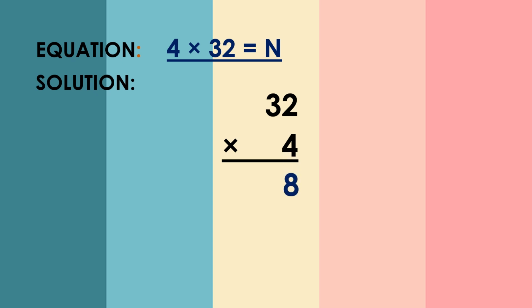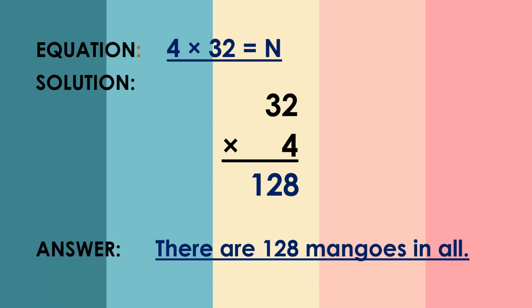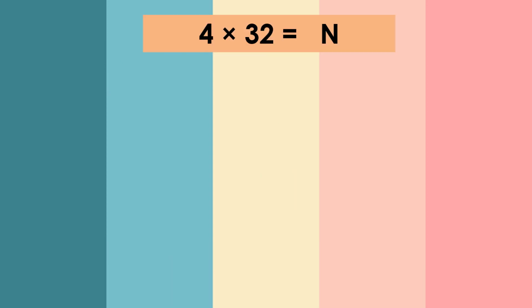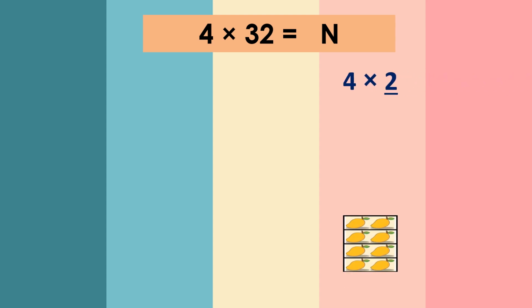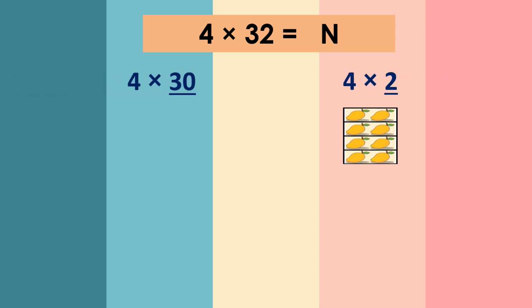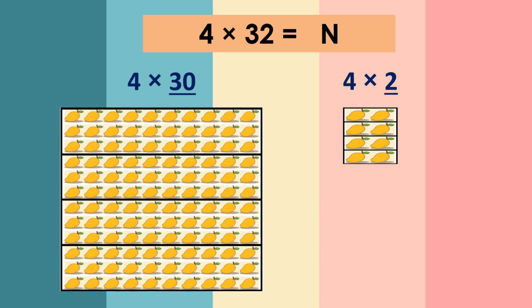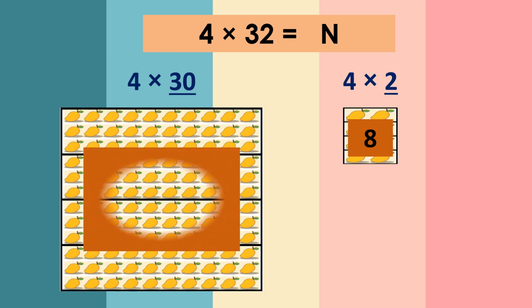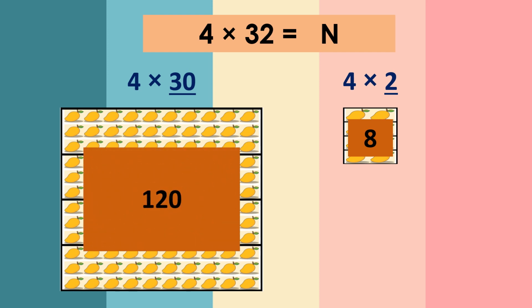So we'll start with 4 times 2 equals 8 and 4 times 3 equals 12. So the answer is, there are 128 mangoes in all. Notice in our solution that we started multiplying the ones value by 4 followed by the tens value by 4. So we multiply 4 times 2 equals 8 and 4 times 30 equals 120. Combining the two amounts, we get a total of 128.